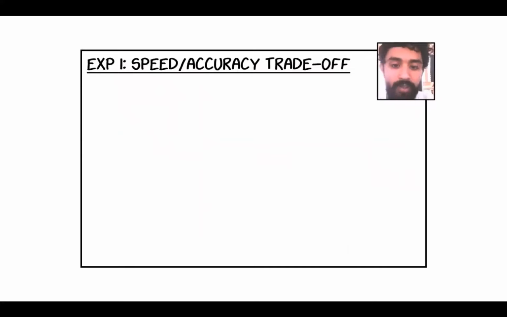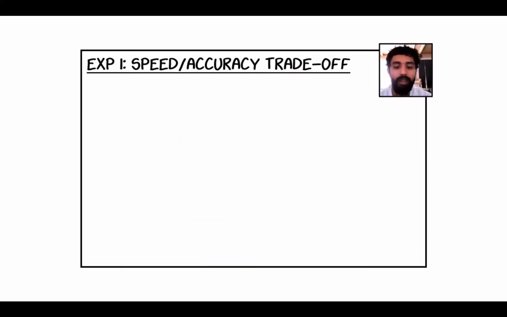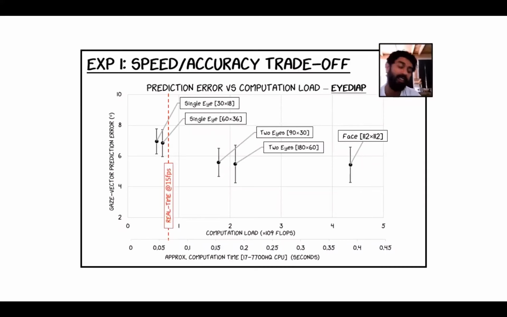The results of our experiments are as follows. For the speed versus accuracy trade-off experiment, we notice that the error doesn't really become a lot worse for using the smallest type of input available, that is a single eye image, in comparison with the largest type of input available, that is a full face image. Similar results were also obtained on both the MPII face gaze dataset and the IDApp dataset. This suggests that perhaps for gaze tracking, the use of extra contextual information is not that vital for the network. In terms of applications for real-time systems, this shows that if you are willing to lose a slight amount of accuracy, you can gain a lot in terms of savings in processing time.